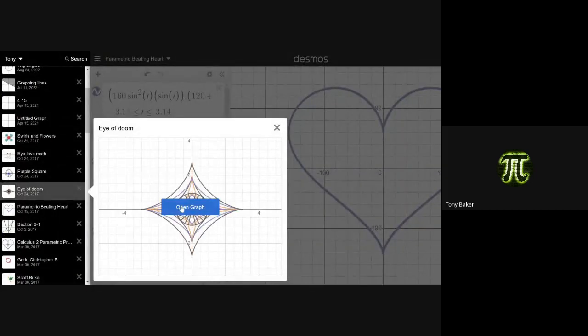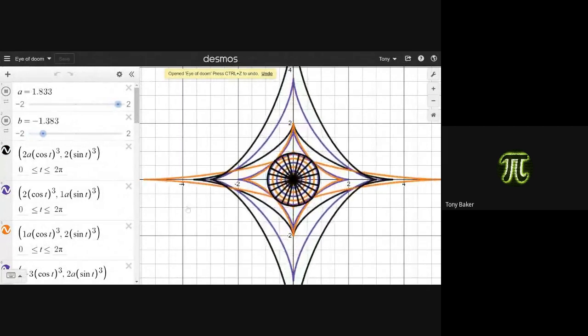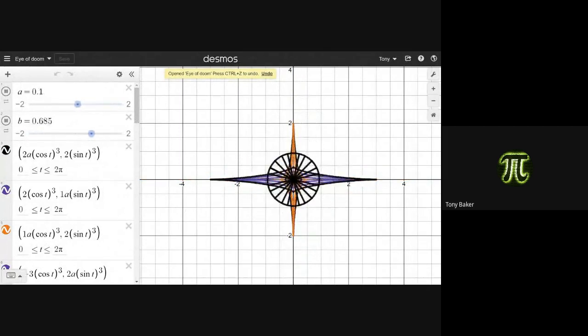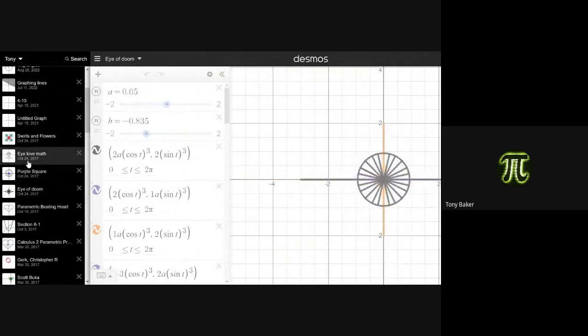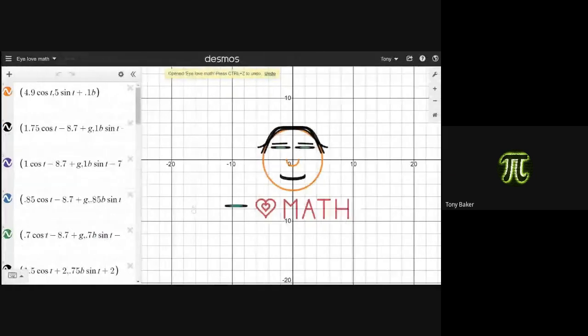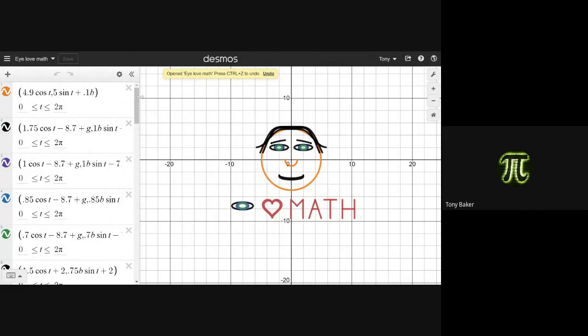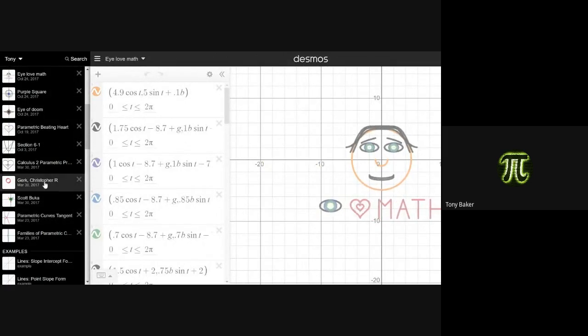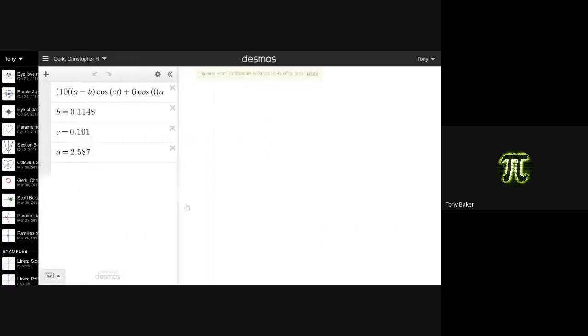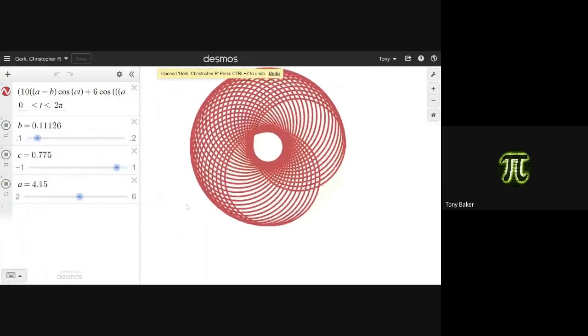This was another one one of my students made, called it the Eye of Doom. This is one kid who really wanted a great grade on his test. So, like, these are all parametric style equations.